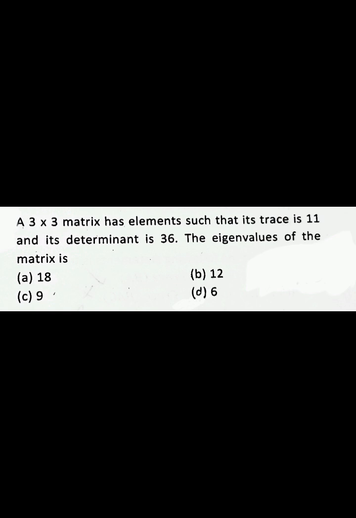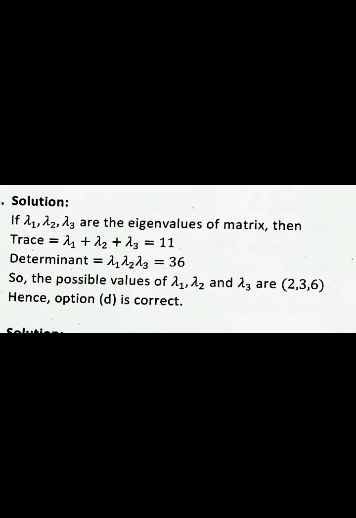The next question is: a 3 into 3 matrix has elements such that its trace is 11 and its determinant is 36. Then the eigenvalues of the matrix are dash. We know trace is equal to lambda 1 plus lambda 2 plus lambda 3 and this is equal to 11, and determinant is lambda 1 into lambda 2 into lambda 3 and this is equal to 36. So we should select an option that satisfies these two conditions. So the answer is option D.